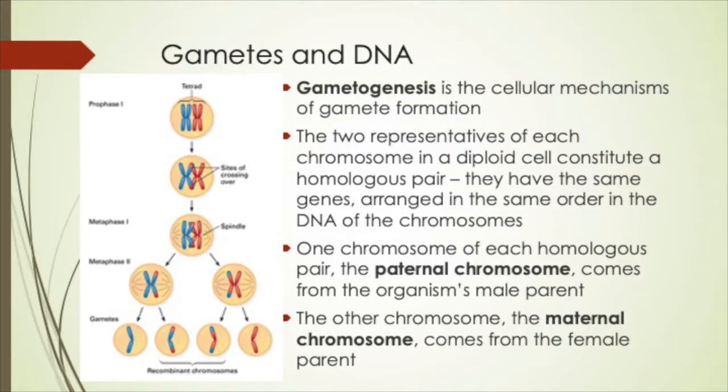All right, and on the side here, we have the basic structure of meiosis. We have prophase 1, metaphase 1, and then metaphase 2, and then gametes. There are all the other interactions between that, but we'll go over it in a minute.